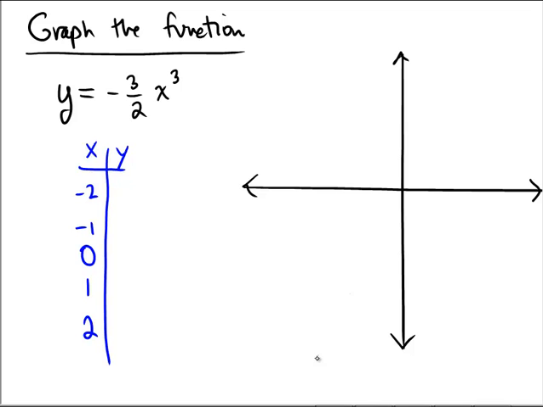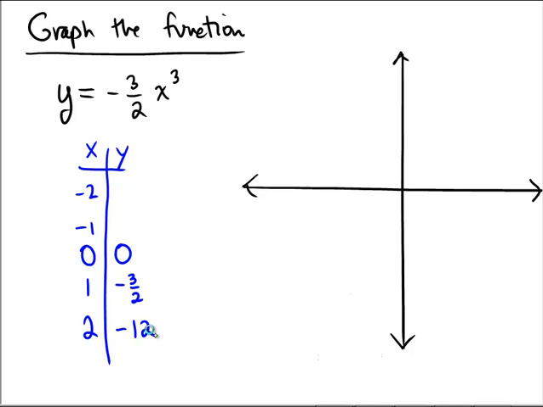Now, with the cubic functions, as long as they're written in this particular form, ax cubed, we have what's called the odd function property. So what do we get when we stick in 0? Well, negative 3 halves times 0 cubed. 0 cubed is 0. Means we're going to get an output of 0. Plug in the number 1. 1 cubed is 1. Negative 3 halves times 1 is negative 3 halves. And when we stick in 2, 2 cubed is 8. 8 divided by 2 is 4. And 4 times negative 3 is negative 12.